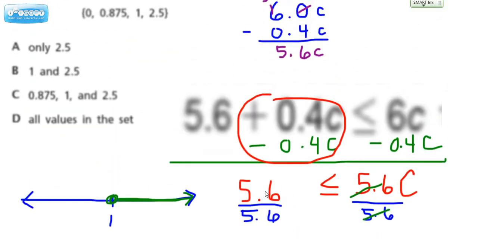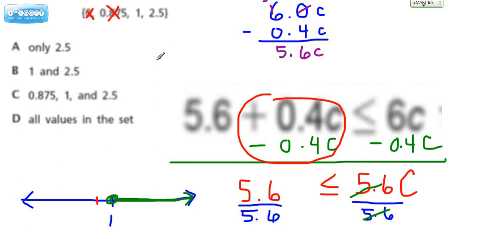All right, now let's look at the choices. This is the set they want us to look at. Does 0 fall on this number line? 0 would fall over here, so we're not going to pick that. 875 thousandths is a little bit less than 1. It's close to 1, but it's not quite 1, so we're going to reject that.